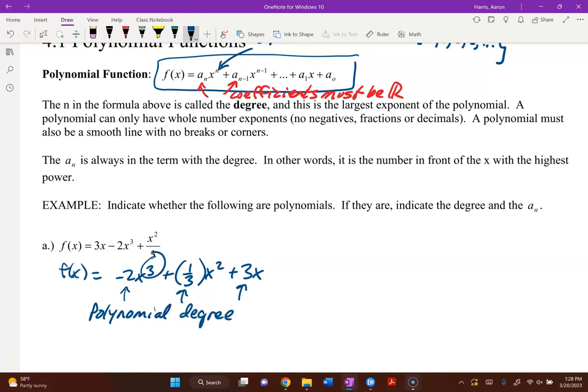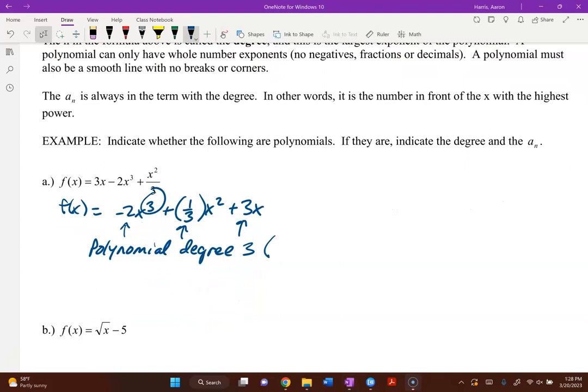Third degree, largest degree. Polynomial degree 3, that's also referred to as a cubic. It has a special name. If you're a third degree, you're a cubic. If you're a second degree, it's quadratic. If you're a first degree, you're linear. If you're a 0th degree, it'll be a constant, right?